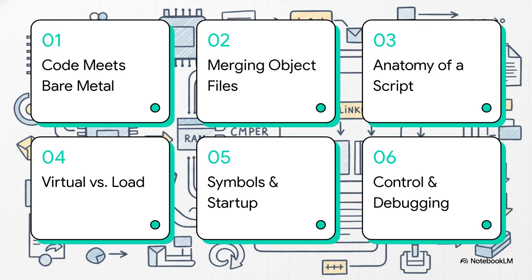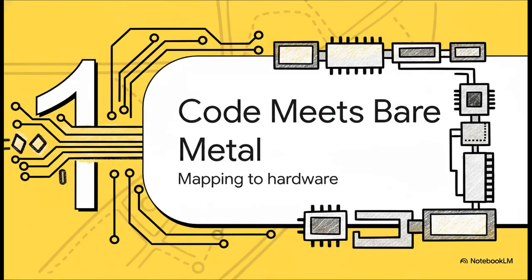Here's our architectural blueprint for today. We'll start with how code meets bare metal, then look at merging object files, the actual anatomy of a linker script, the critical difference between virtual and load addresses, how symbols trigger startup sequences, and finally, some advanced control and debugging techniques.